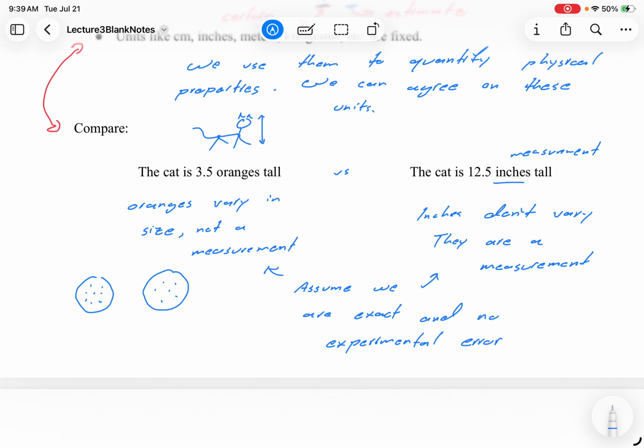So assume that we don't have any error in this example. Assume that the cat measured with oranges is exactly 3.5 oranges tall, and the cat measured in inches is exactly 12.5 inches tall. No experimental error. This is probably impossible, but just assume, for the purposes of our perfect world here. So, to get straight to the point, oranges are not a measurement, but inches are a measurement. Let's continue.